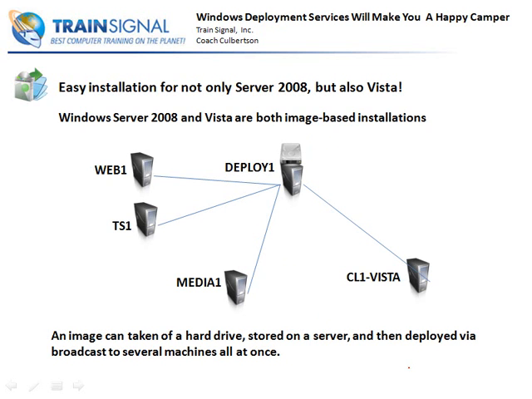First of all, Windows Server 2008 and Vista are both what we call image-based installations. And really an image is just a copy of a hard drive. That's really all it is. And we store that copy of the hard drive as a file on a server, and then we deploy it. We can deploy it via broadcast to several machines all at once. And of course, we can also do this with Vista because Vista has the exact same kind of installation type. If we want to, we can install singular copies of Vista or multiple copies of Vista all at once.